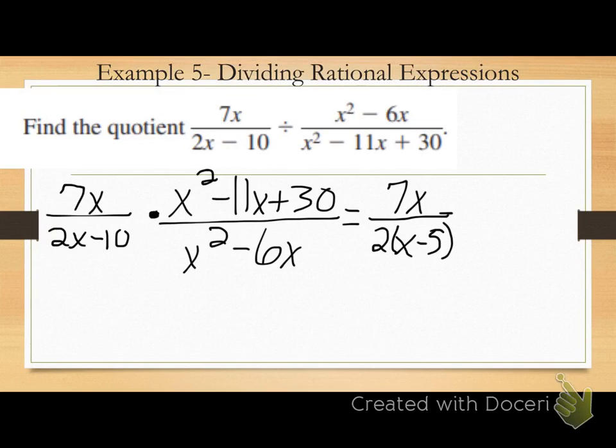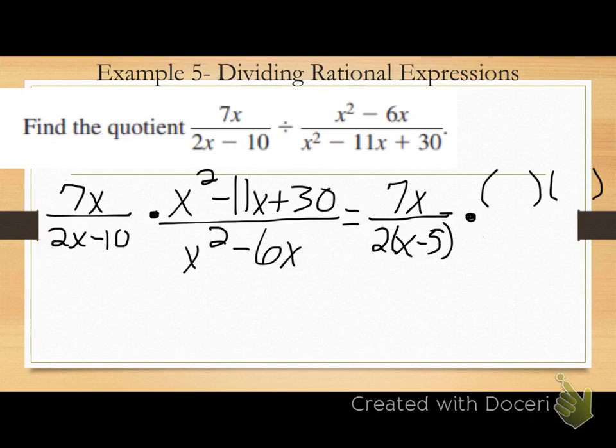Is there any confusion on how I factored that first rational expression? Am I moving too fast for anybody? I can slow down if I need to. Any questions how we factored here? Okay. Let's look at the next rational expression. X squared minus 11x plus 30. Let's try to factor the numerator.